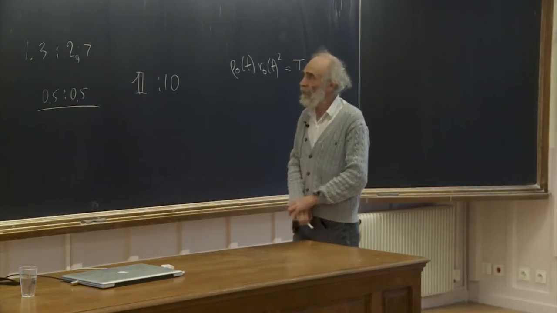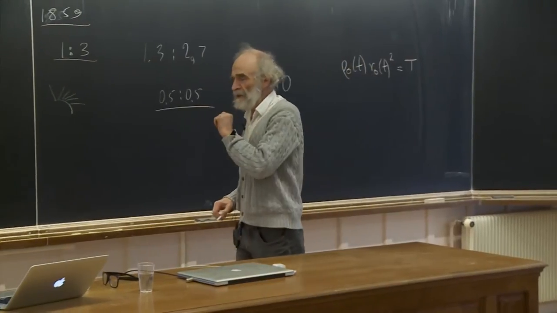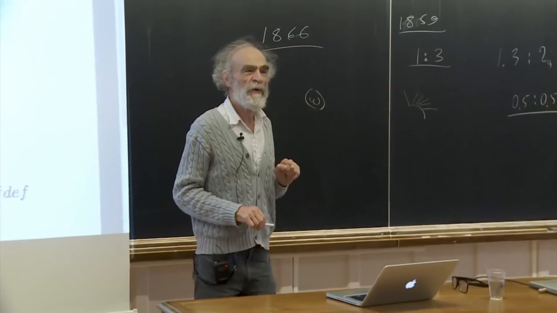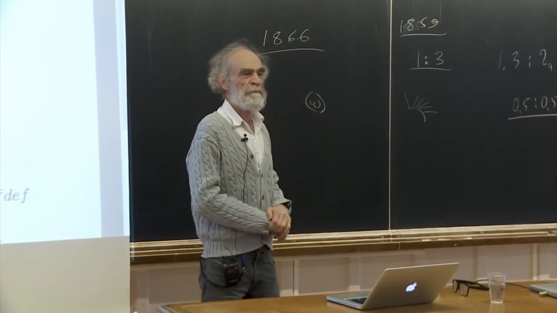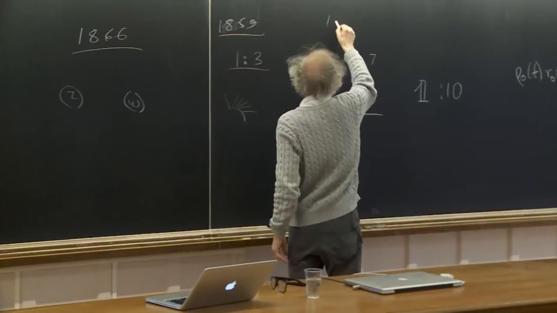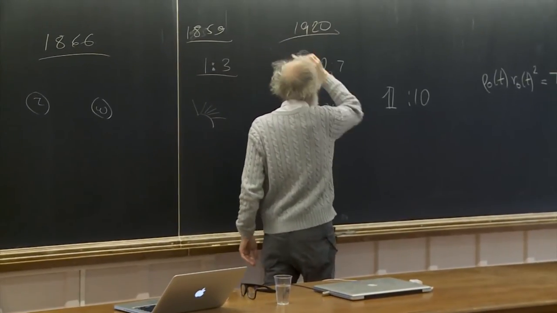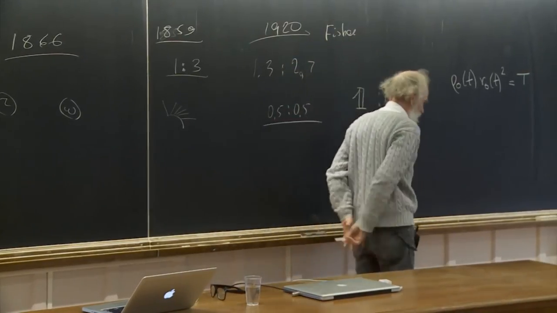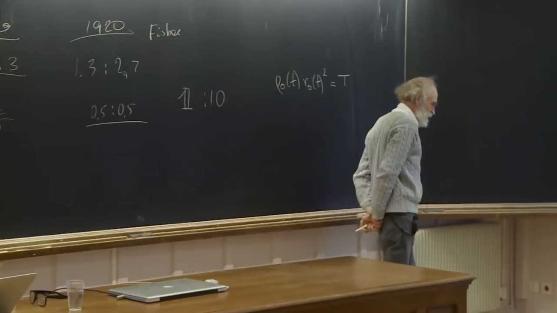And then in the following edition, however, this explanation disappeared. And Darwin was writing that this was a mystery, how it could be. And then about 70 years later, somewhere in 1920, Fisher, who was a great statistician and mathematical biologist, suggests an explanation.